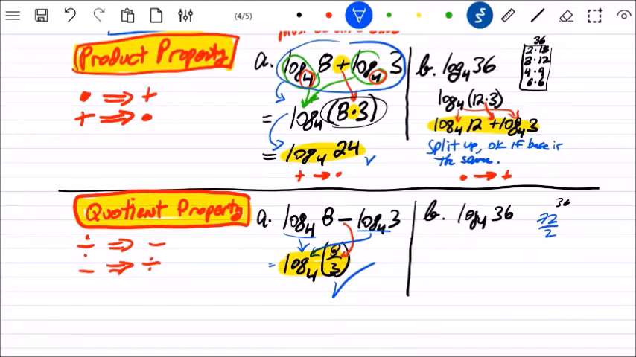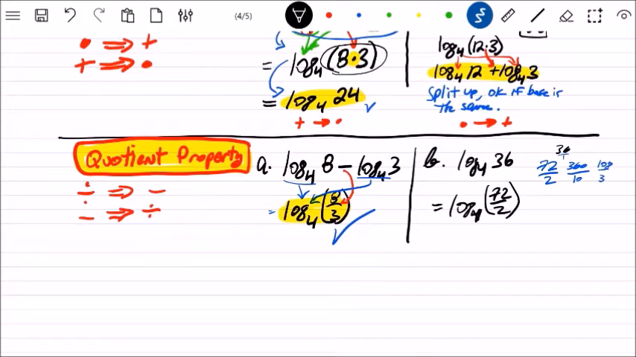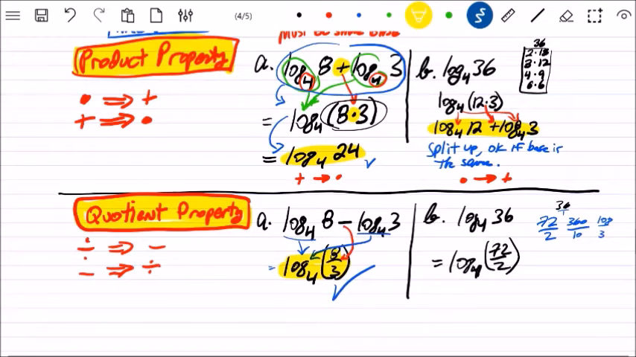How about I multiply them both by 10, 360 divided by 10, because I'm thinking of this as 36 over 1. Right? So 72 over 2, 360 over 10. There's lots of choices there. If I multiplied by 3, that would be 108 over 3. So any of those would work. I'm going to choose the first one and say this is going to be log base 4 of 72 over 2. And so that would be the result of expanding it.